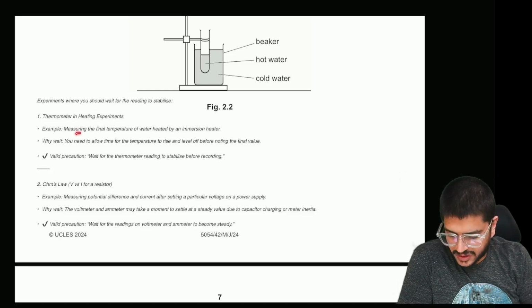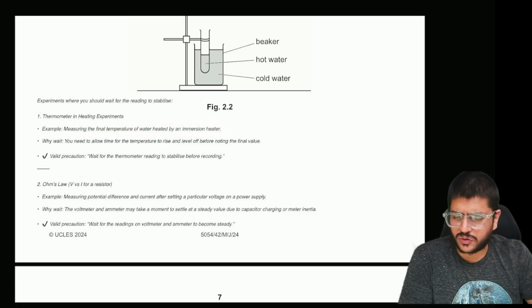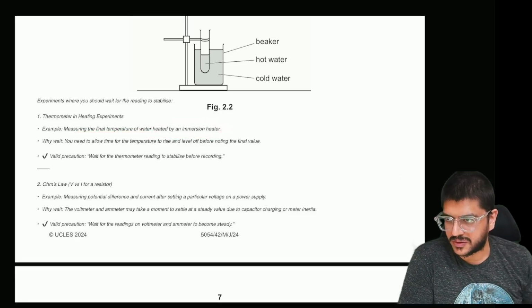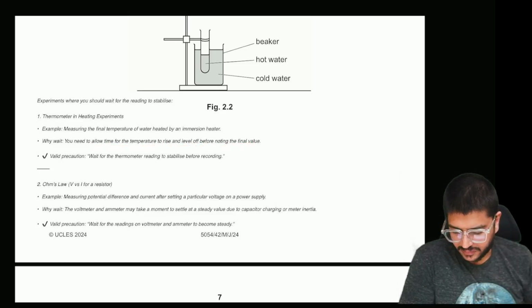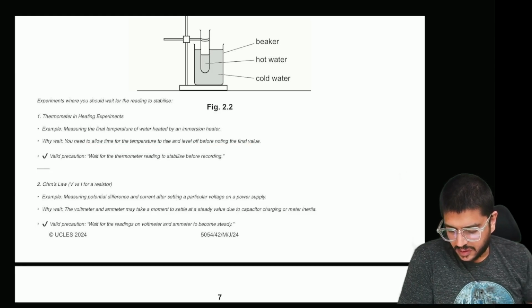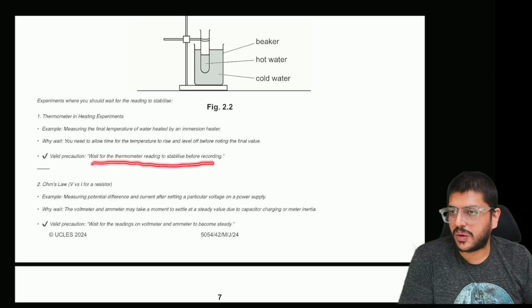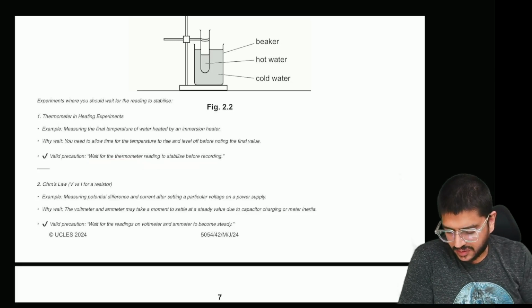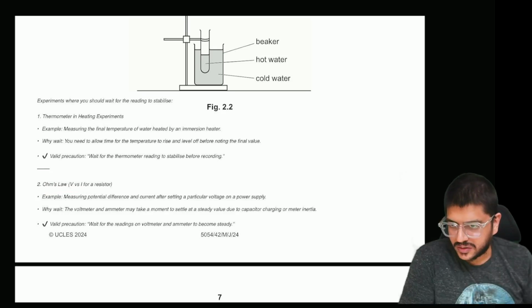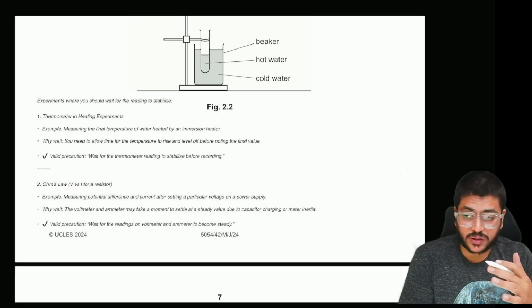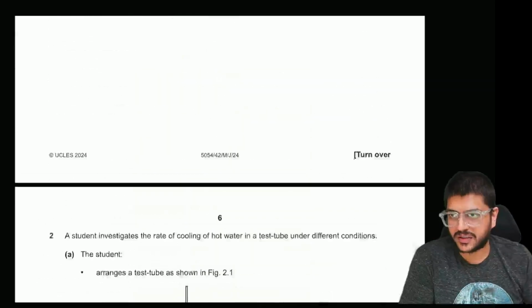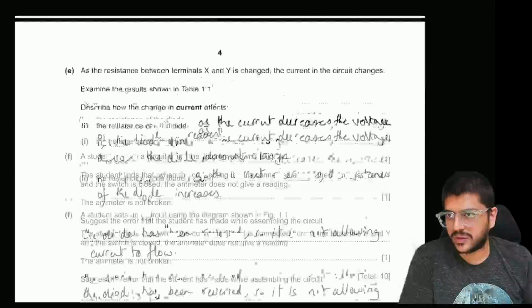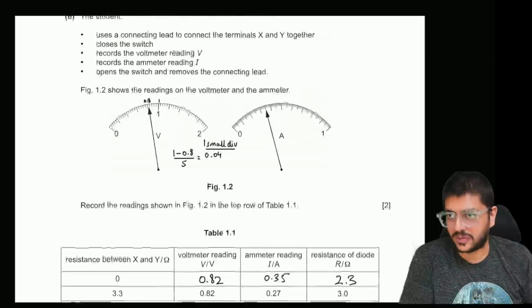So when you're measuring the final temperature of water heated by an immersion heater, you've done multiple questions with me like this in your past papers. Why wait? You need to allow time for the temperature to rise and level off before noting the final value. So for this, the valid precaution is wait for the thermometer reading to stabilize. Another example is Ohm's law. If you're measuring voltage and current, you know that the voltage and current will vary. So you have to wait for a moment for the voltmeter and ammeter reading like this one. You have to wait for a moment for these arrows to settle down, because if they're fluctuating, then the reading that you will get is wrong.